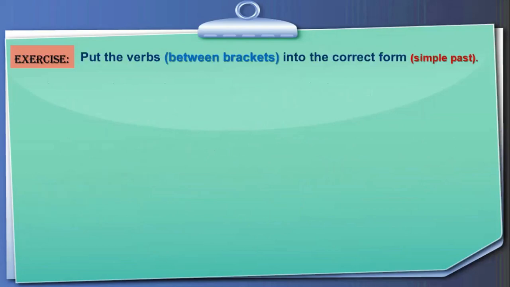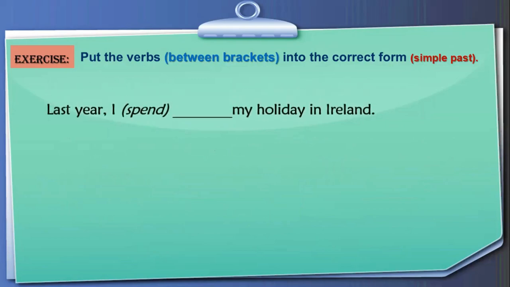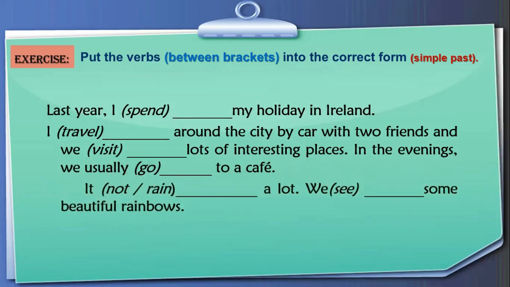Here is the exercise for all of you to solve. Put the verbs between brackets into the correct form, simple past. So let's solve this exercise. Last year, I spent dash my holiday in Ireland. We put the second form of spend: I spent my holiday in Ireland. We use the second form of the main verb because it is a rule of past simple that we use the second form instead of the first in the sentence.